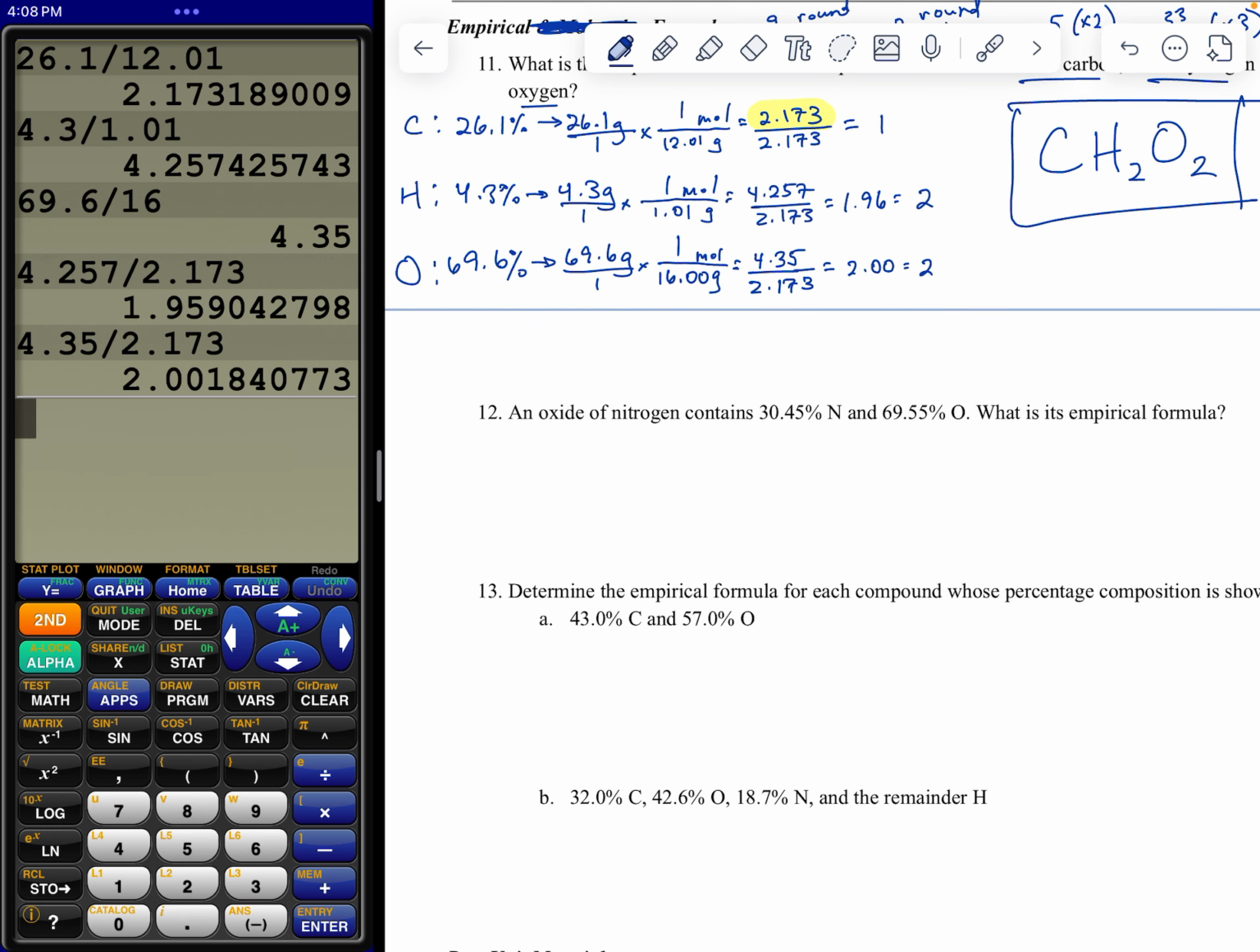So again, we start with the percentages of each element that we have in our formula. We have nitrogen and we have oxygen. Nitrogen, there is 30.45%. Oxygen, there's 69.55%. We know that we're working out of a 100-gram sample, which means that we can just convert those percentages and call them grams.